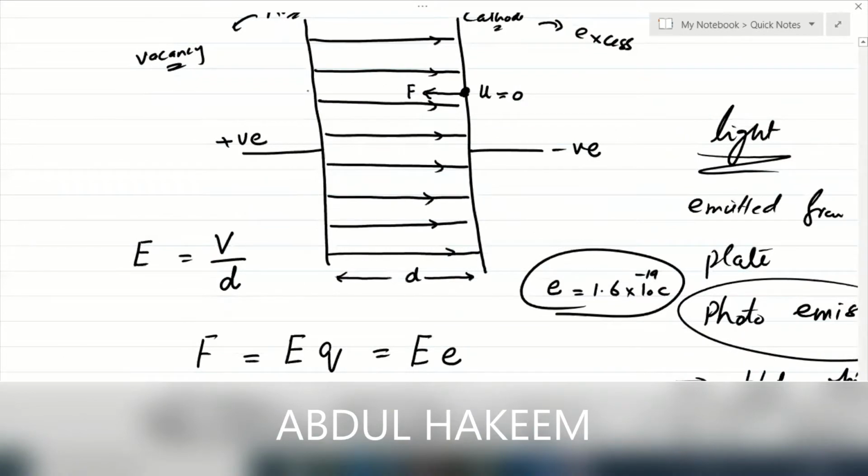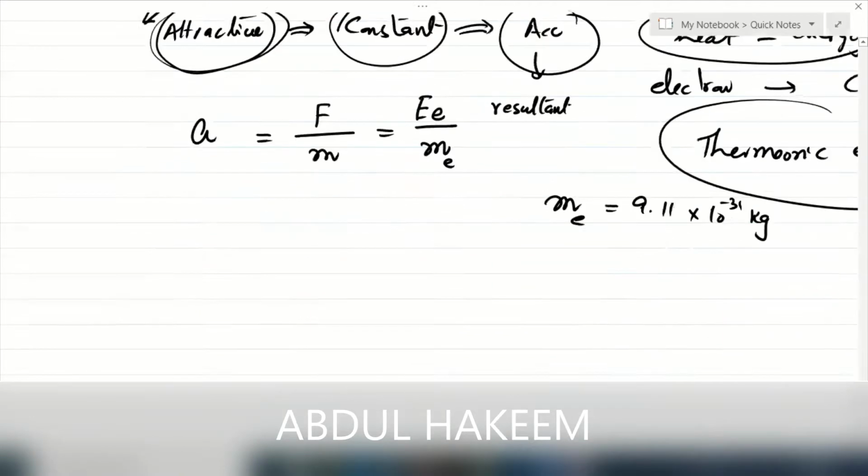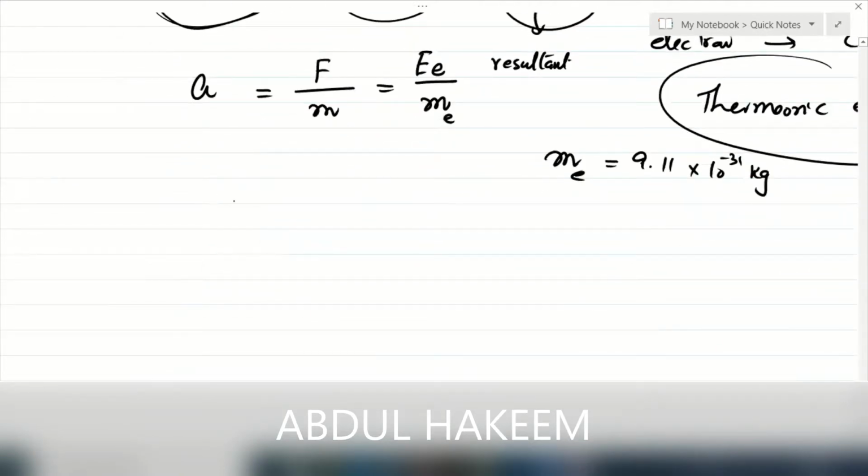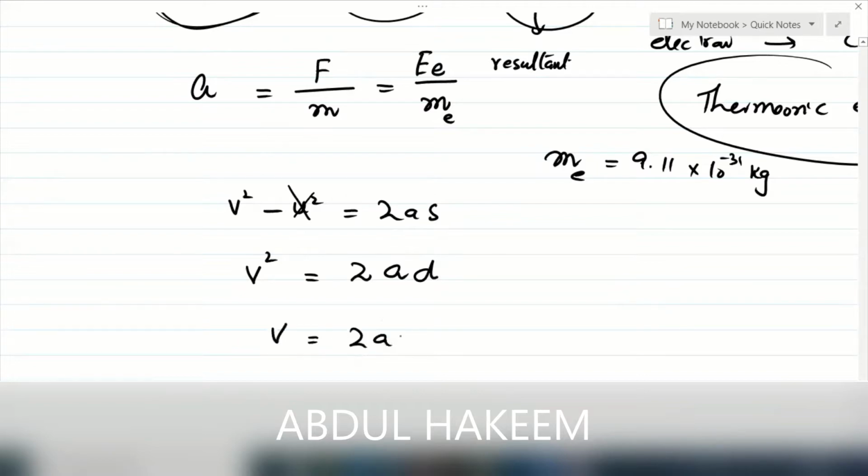Now the question is, what will be the velocity with which it hits the anode due to attraction? So v² minus u² is equal to 2as, the linear kinematics equation. Initial speed is 0, so v² is equal to 2 times acceleration times s, the distance covered between the plates, and the final speed with which it hits the plate can be calculated by this formula: v equals the square root of 2ad.